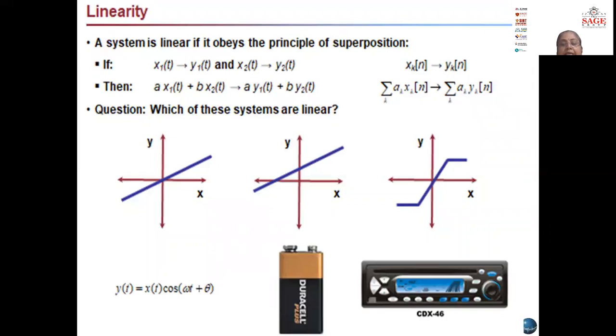Now we'll define linearity. It is also a very important property of systems. A system which is linear obeys the principle of superposition. So what does the superposition theorem state? If more than one signal is acting on a system, then the total response of the system is equal to the sum of the individual responses of the system. So these are the various signals, and this shows that this system is a linear system.